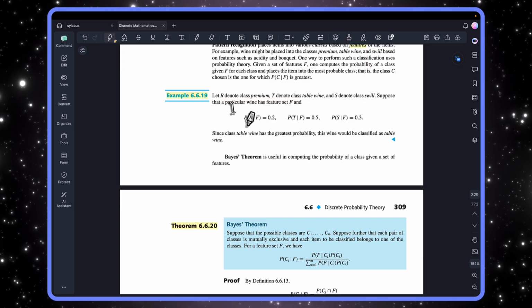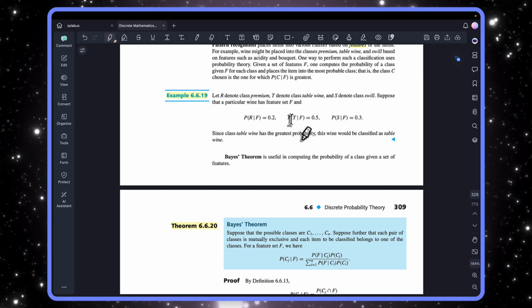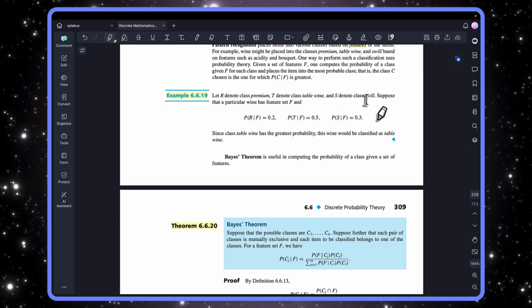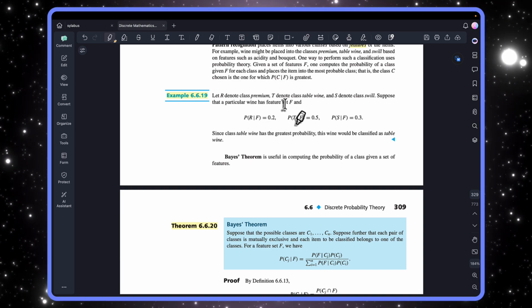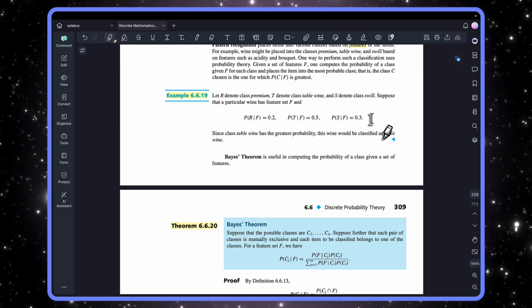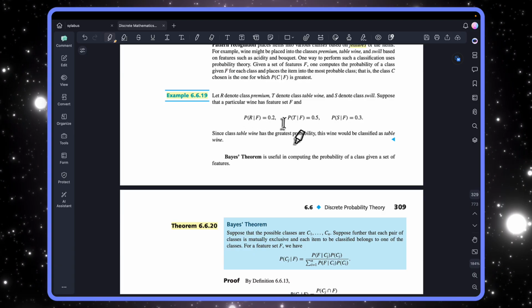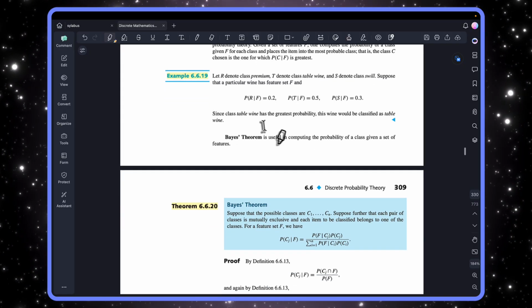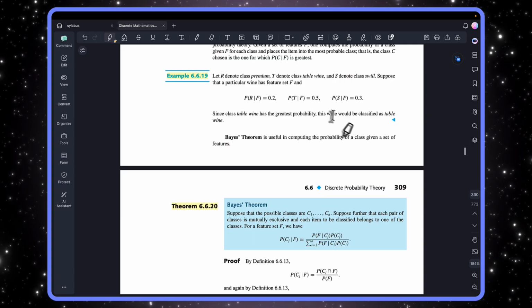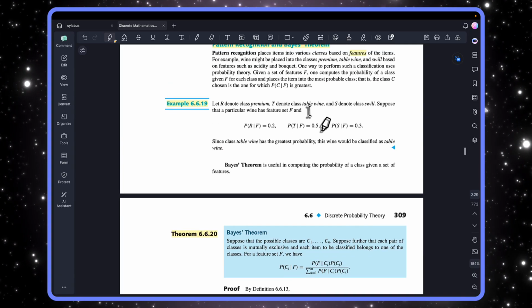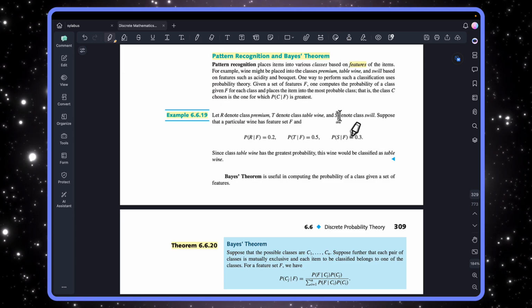So here, let me do this example. Let R denote class premium, T denote table wine, and S denote swill. And suppose that a particular wine has feature set F. And let's suppose that we have the probability that it's R given F is 0.2. So you have these numbers. Now, since class table wine has the greatest probability, this wine would be classified as table wine. So what we're getting at is to try to classify things based upon probability theory.